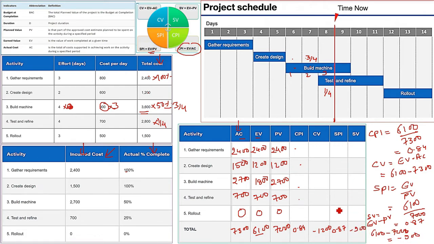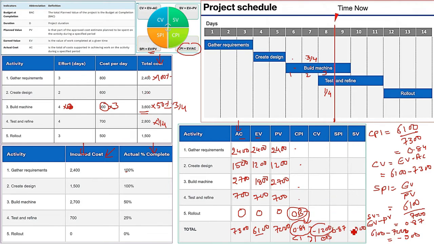Okay. Now let us analyze the result. We have computed. You know how to compute now. See, this is 0.84. This is less than 1. That means, since it is less than 1, it means that you are over budget. At the end of 8 days, the project is over budget. If it would have been greater than 1, it is below budget. Now cost variance, negative 1200. Negative means you are over budget. So CPI and CV are showing the budget part.